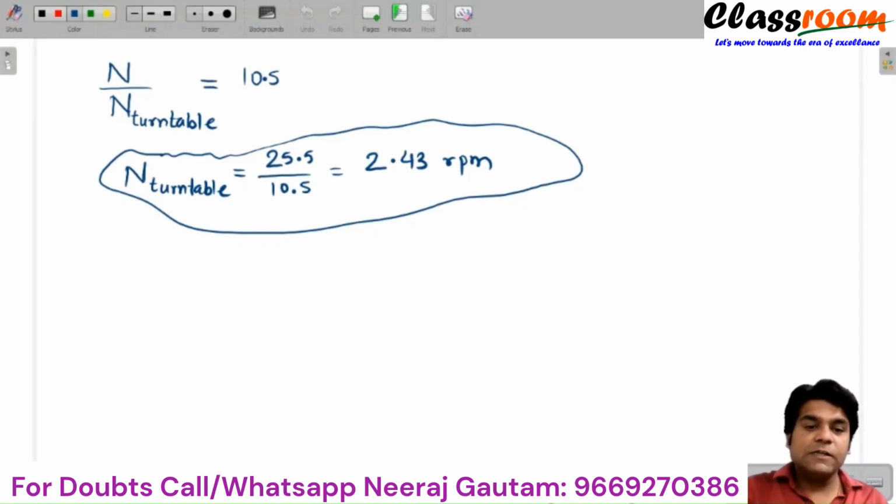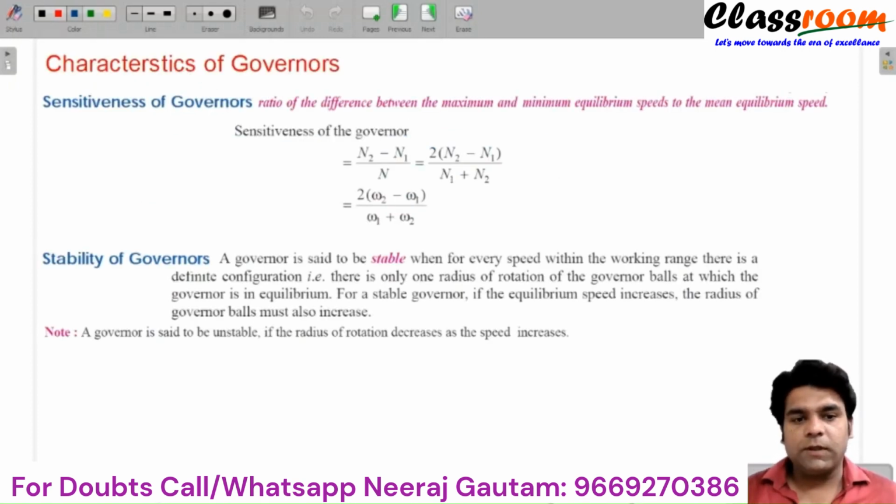Now we will see some characteristics of governors. The first characteristic of a governor is named sensitiveness. It is the ratio of the speed range to the mean speed. Basically, it is the ratio of the difference between the maximum and minimum equilibrium speeds to the mean equilibrium speed. And we know that this difference of maximum to minimum equilibrium speeds is called the speed range.